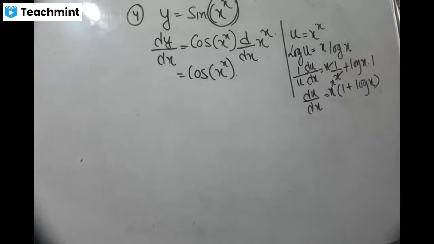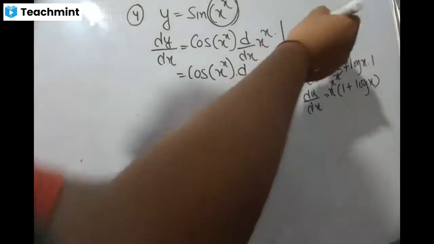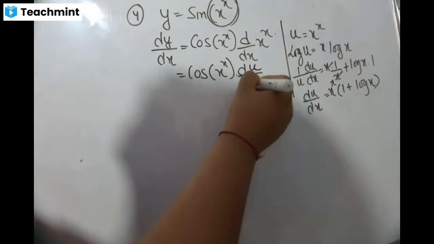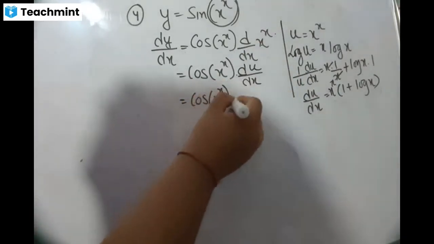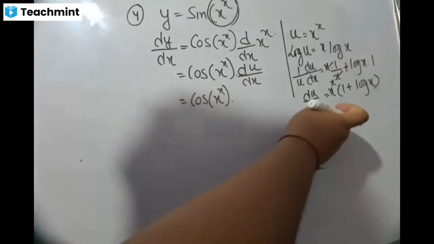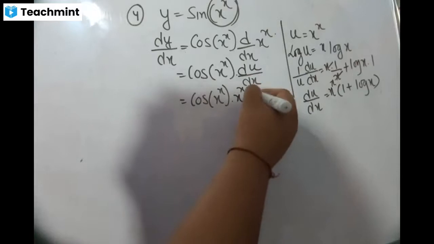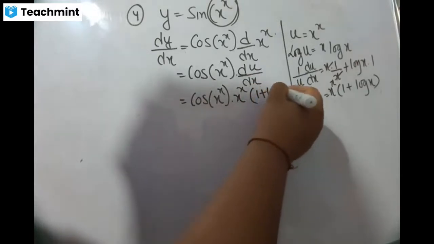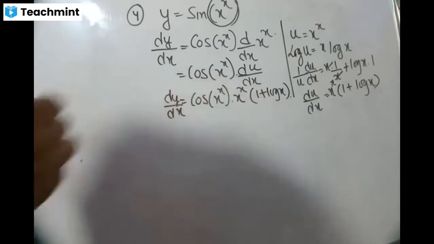Now, see what do you get? How do you put the value? So this is x to the power x, which is u. So this is du by dx. So it's going to be cos x to the power x. And what is the value of du by dx? We already got that separately. You are getting it to be x to the power x, open bracket, 1 plus log x. So this is the value of dy by dx.